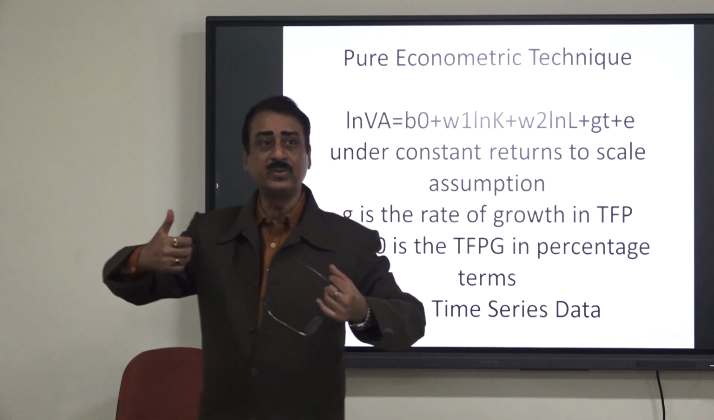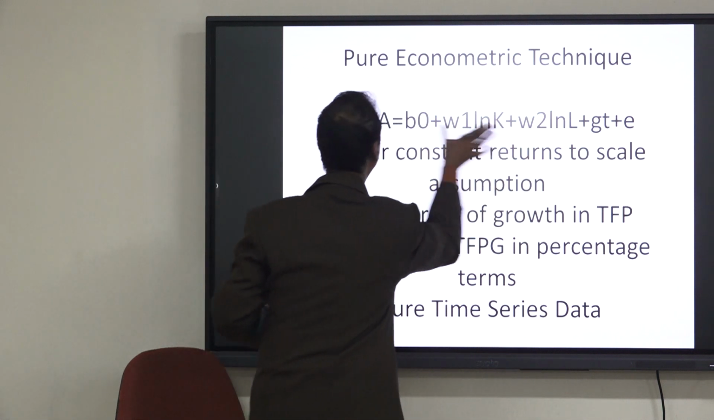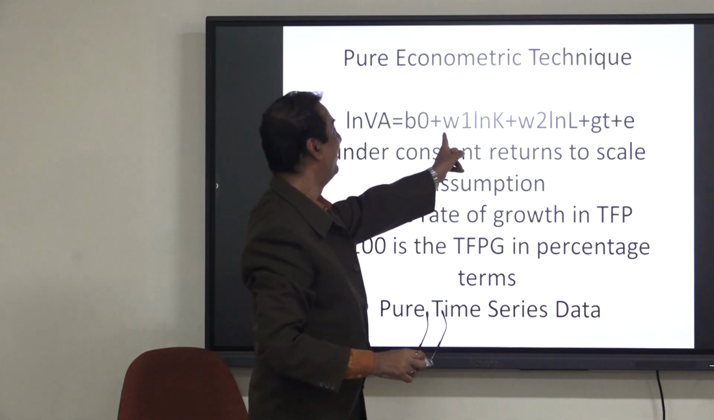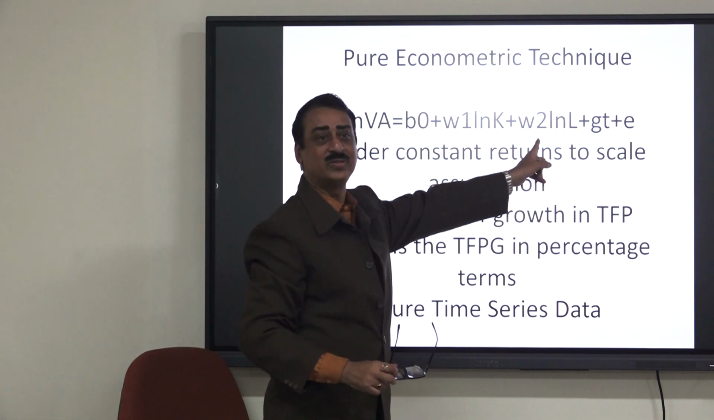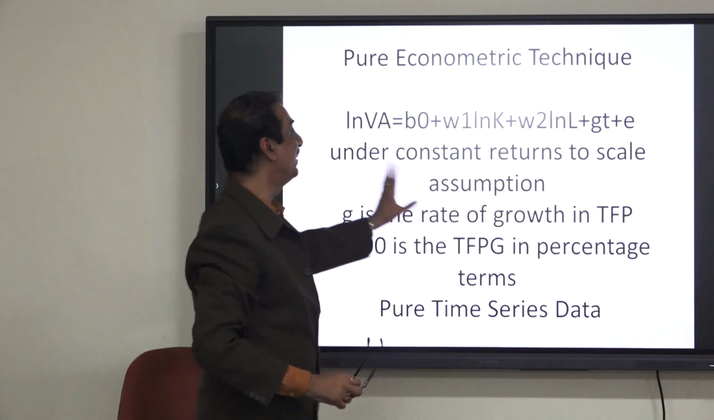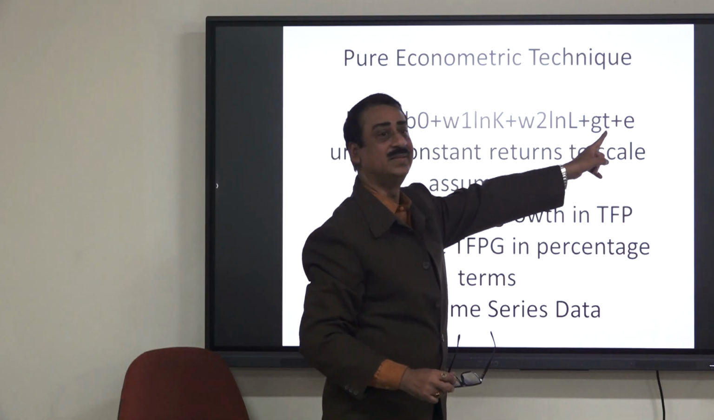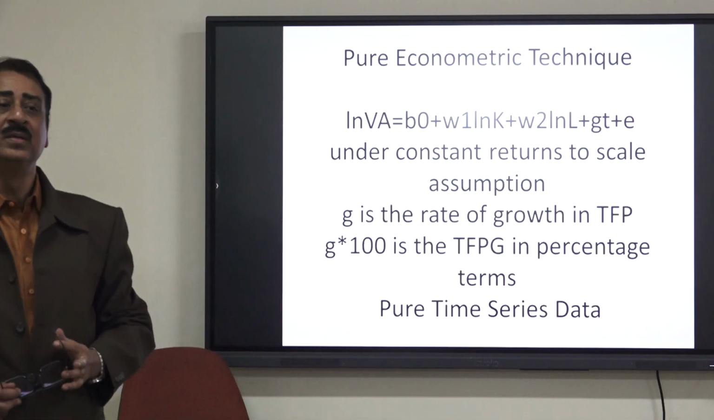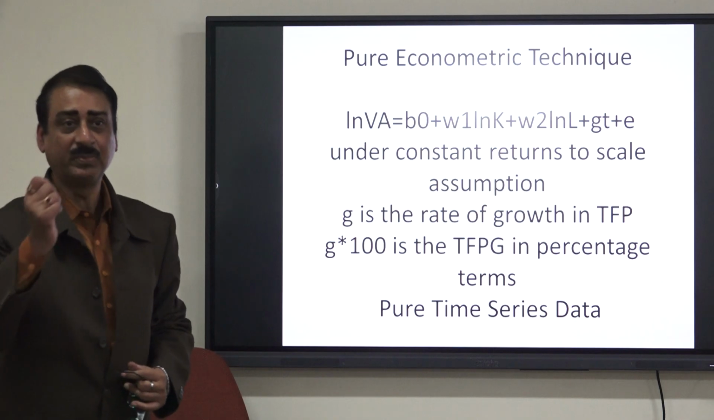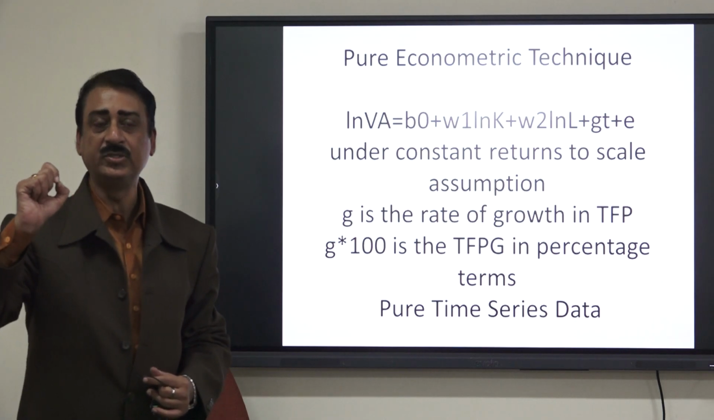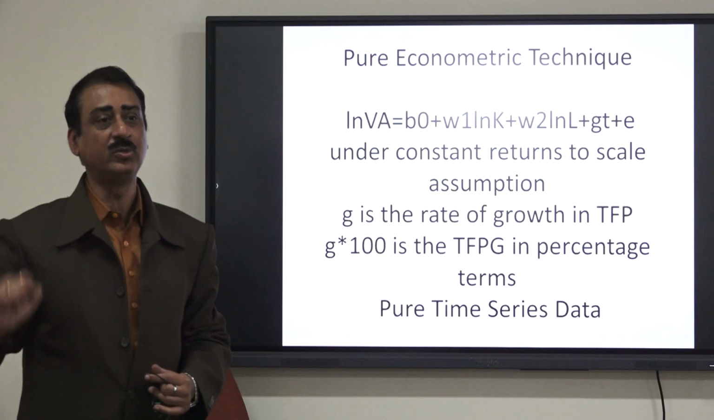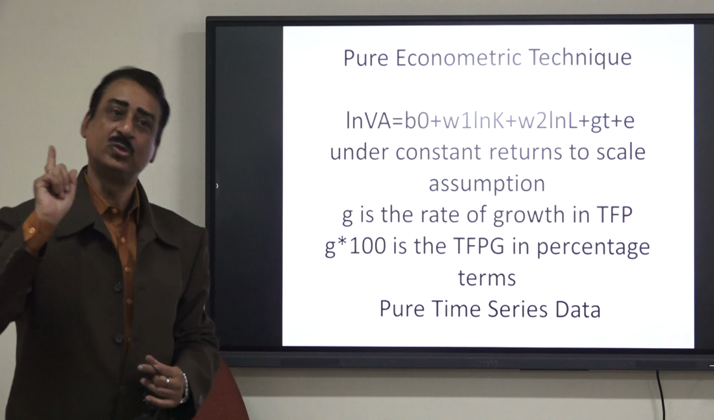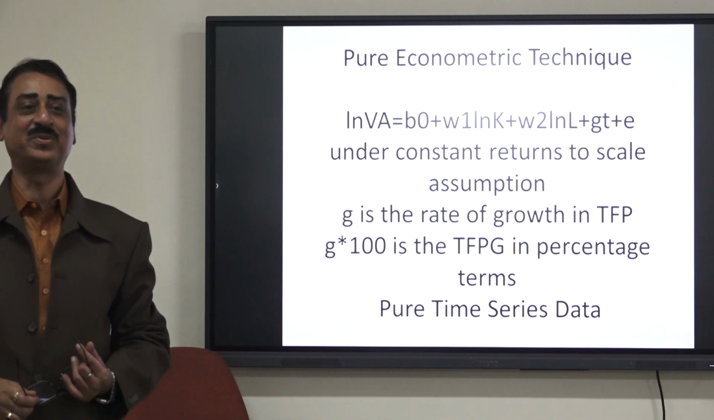Earlier in growth accounting, what was happening? You took these terms to this side, and the rate of growth in value added minus the weighted share of capital growth and labor growth. Now what you are doing, you have incorporated this term T. So the coefficient of T will essentially give you the rate of growth in productivity. Suppose the coefficient of T is 0.025. Multiply it by 100, how much? 2.5. So 2.5 is the rate of growth in total factor productivity.